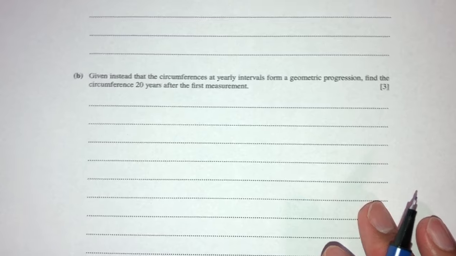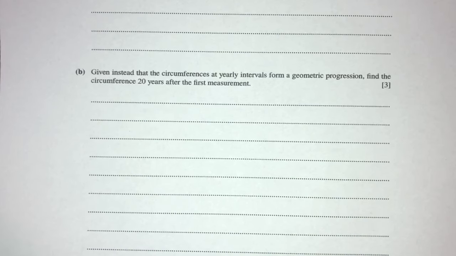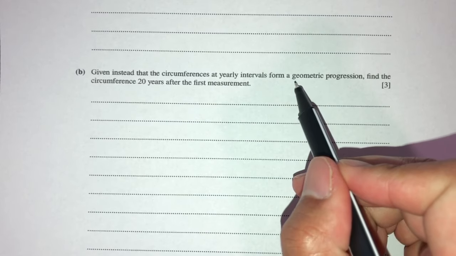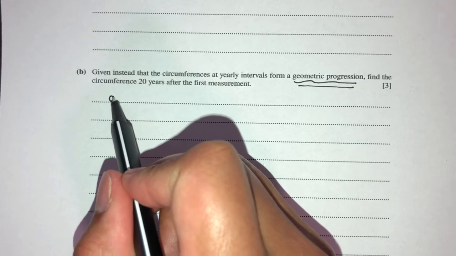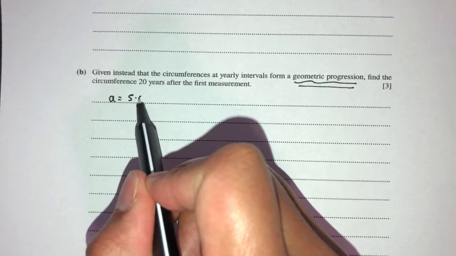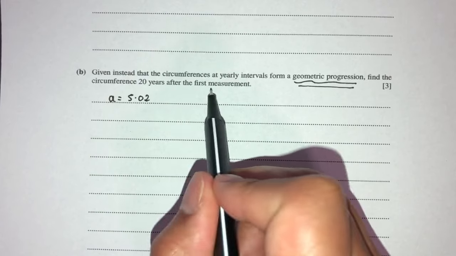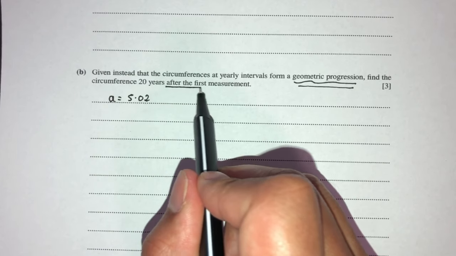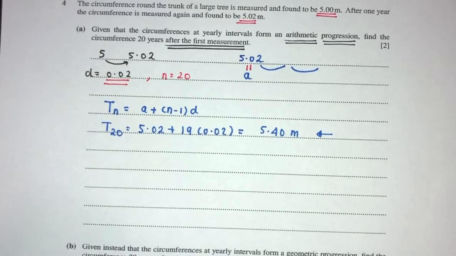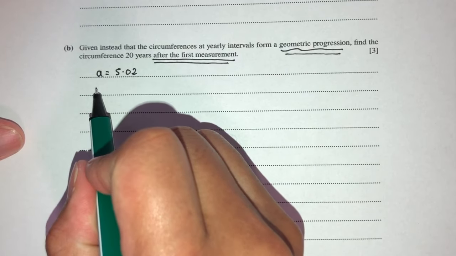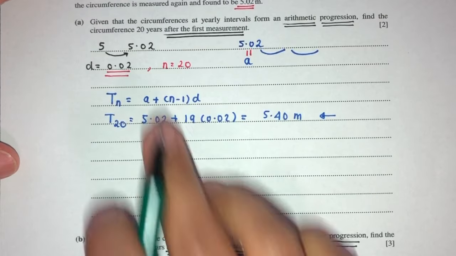Then let's move on to part B. So here we have what? Given the same thing, but here we have a geometric progression. So one more time, the first term here again will be the value of 5.02, because after the first measurement, we are ignoring the value 5 again right here. But now for geometric progression, we have the common ratio. What is that? It is the first value here divided by this.